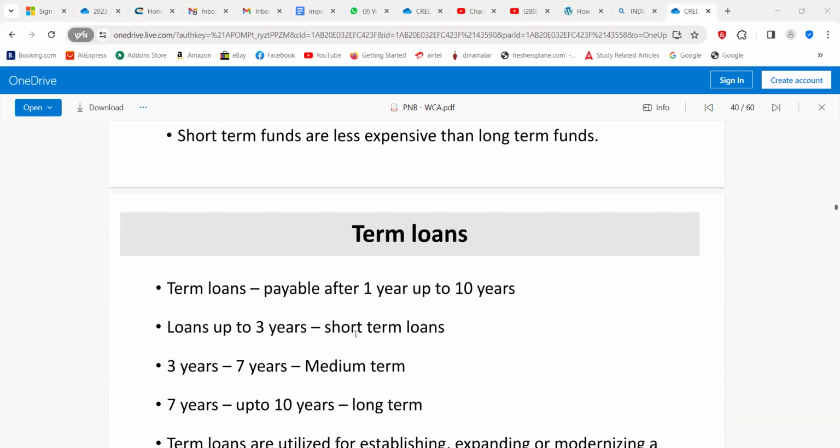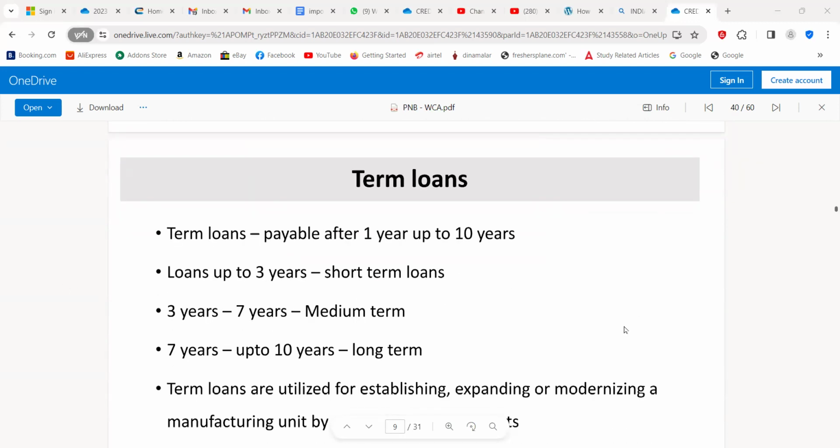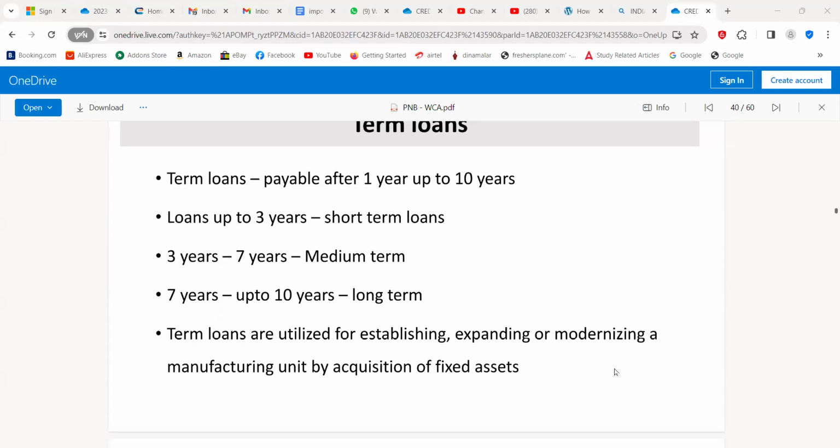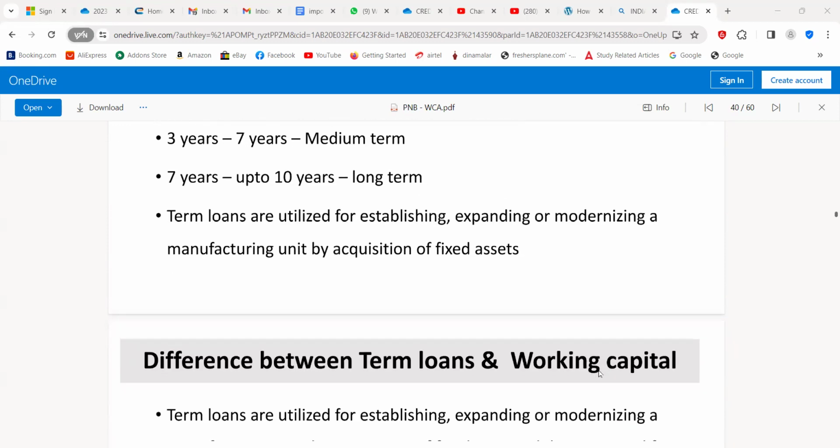Term loans, please read this. Term loans are payable after 1 year up to 10 years. Loan up to 3 years is short-term, 3 to 7 years is medium term, and 7 up to 10 years is long term. Term loans are utilized for establishing, expanding, or modernizing a manufacturing unit by acquisition of fixed assets.